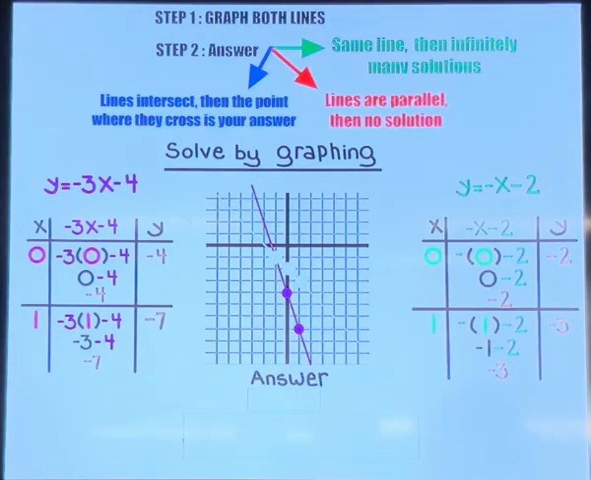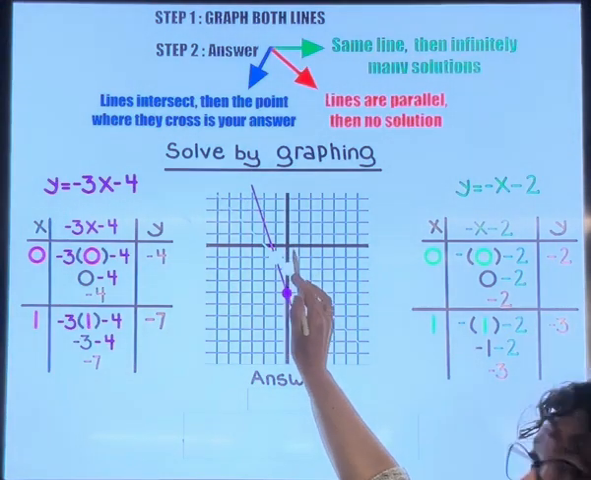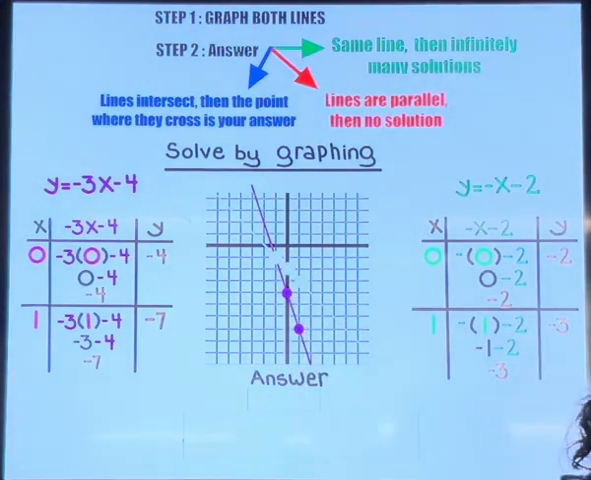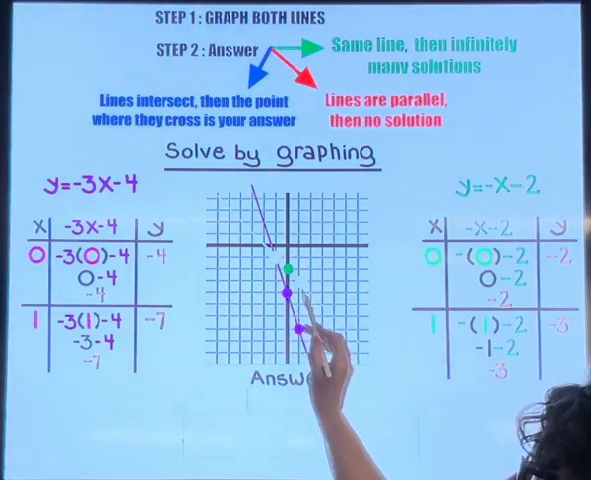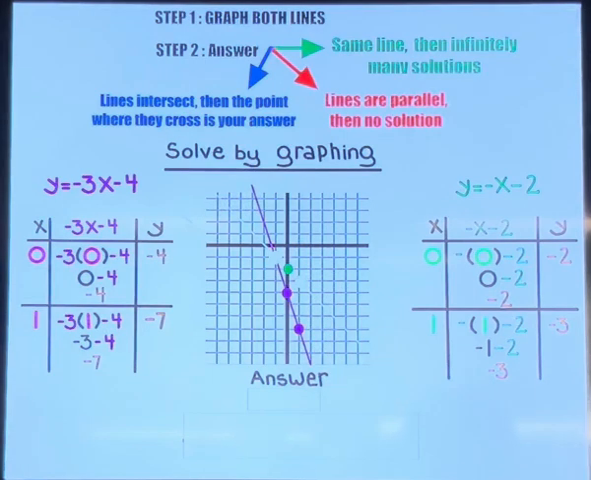Let's plot those points. So 0 comma negative 2 means move right or left 0, then down 2. And then plotting 1 comma negative 3, I'm going to go right 1, down 3. So there's that point. And then let's draw a line through those points.